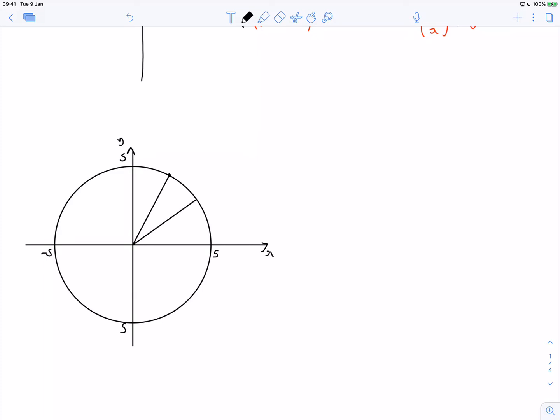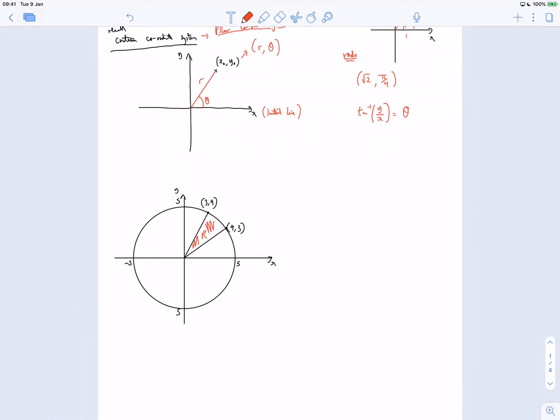So just for example, this point here would be (3, 4), and let's say this point on the circle is (4, 3). Okay, suppose I'm interested in this shaded region R. I'm interested in that region R. Okay, well, how would I go about doing this?